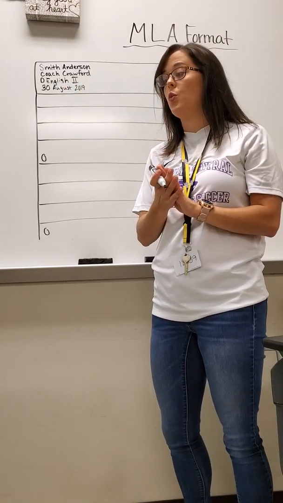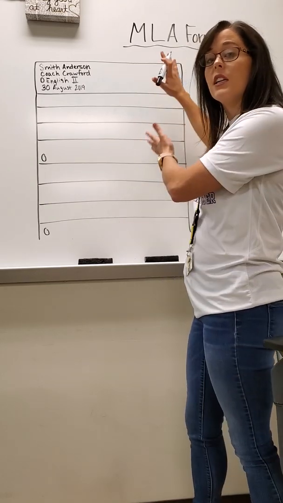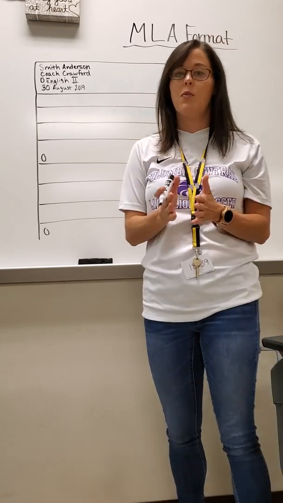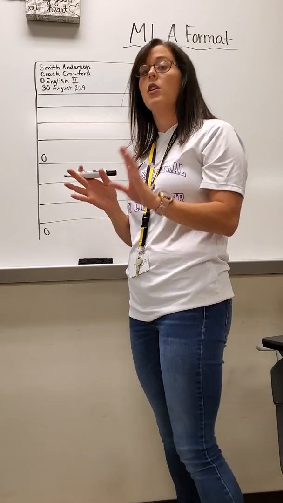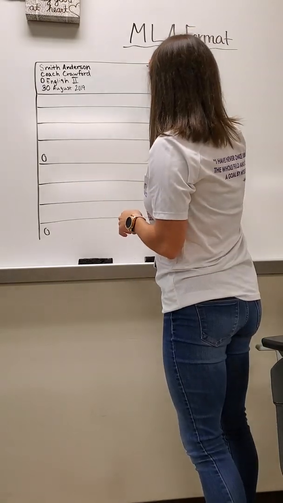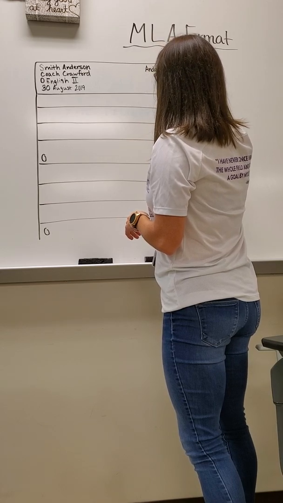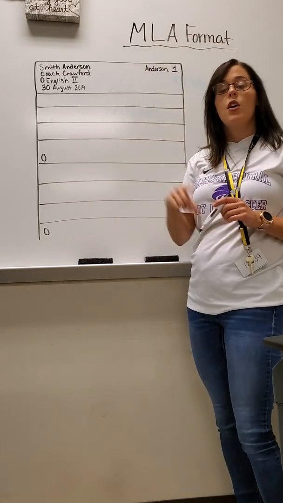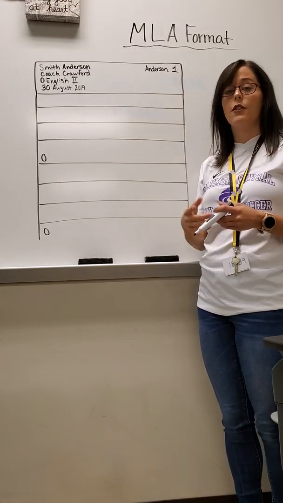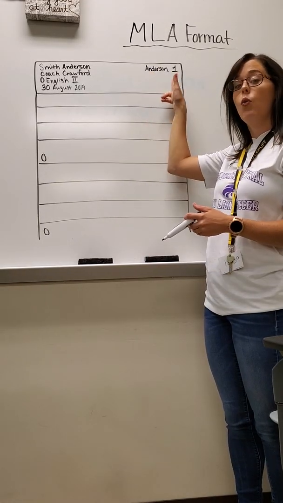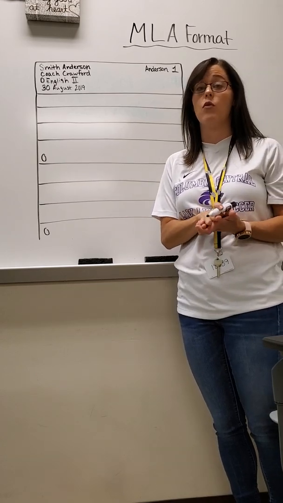Now, the second thing you do with MLA is you need to have page numbers on the right top hand side. You're not just going to put page 1, page 2. You are going to put your last name and the page number. So it should look like this. Anderson 1. For the next page, you need to have Anderson 2. If your last name is Smith, Smith 1, Smith 2. You must have page numbers on MLA format.